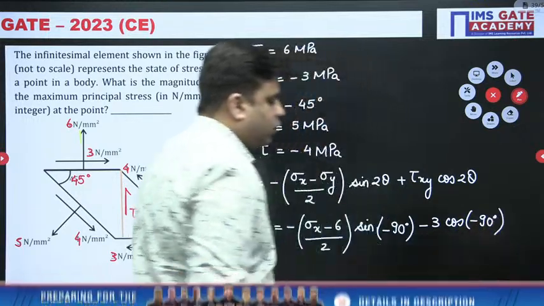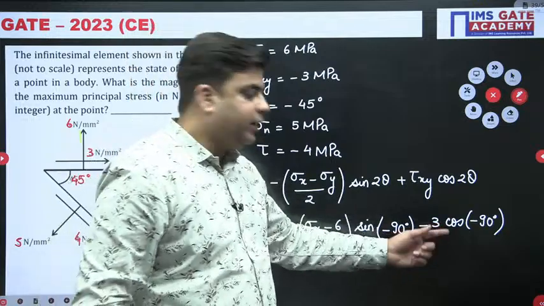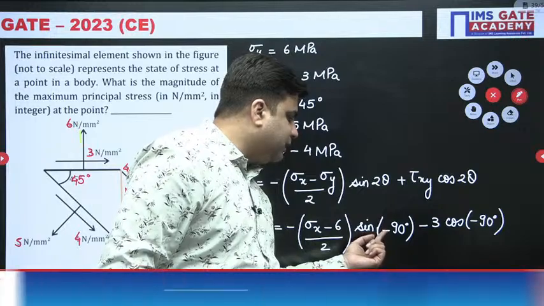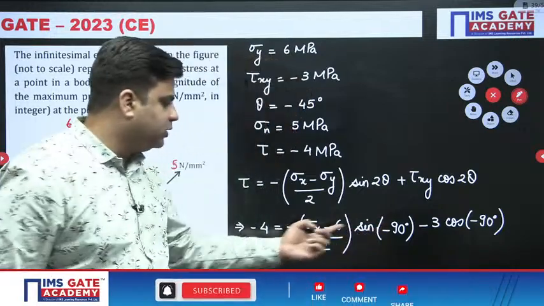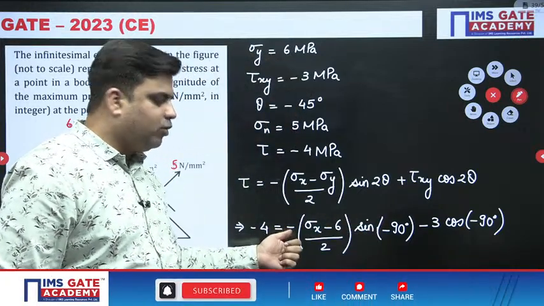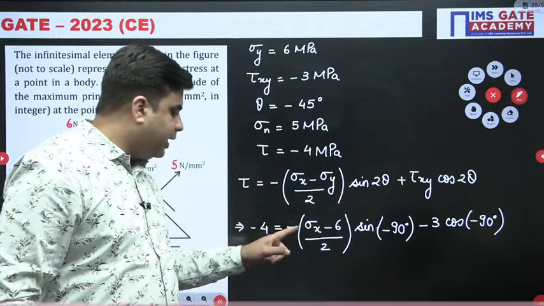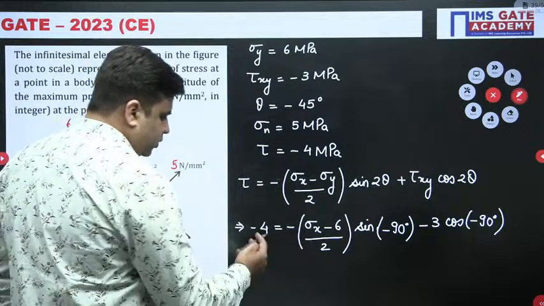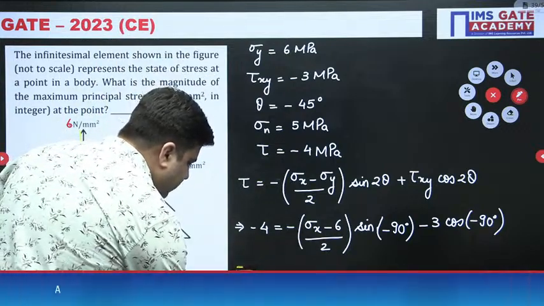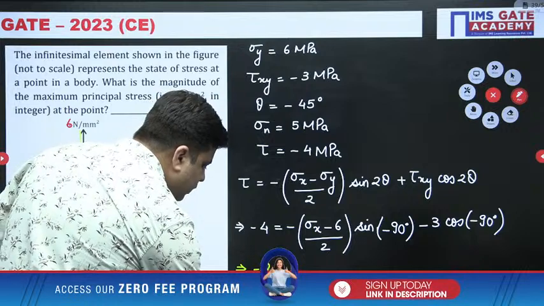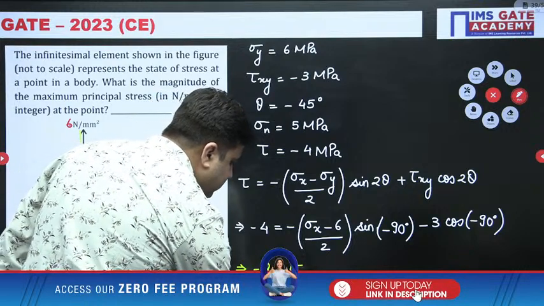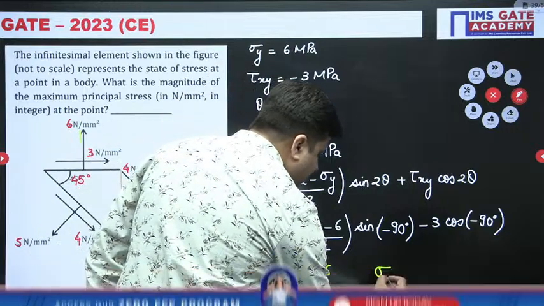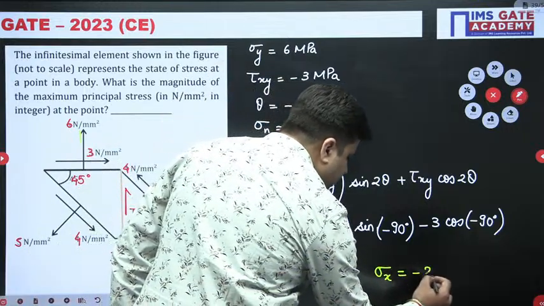So first of all, cos of minus theta will be cos theta and cos 90 will be 0. So this term will be 0. Sine of minus theta will be minus sine theta. So this minus sign will come out and it will cancel with this minus sign. Get me the value of sigma x first. And sine 90 will be 1. So this will be equal to minus 8 is equal to sigma x minus 6. So the value of sigma x will be how much? Sigma x will be minus 2 megapascal.